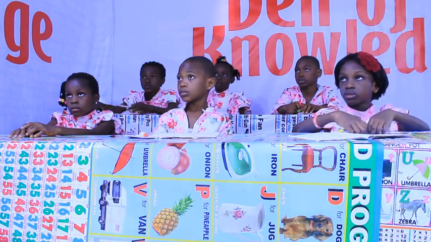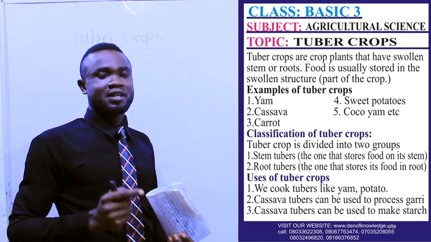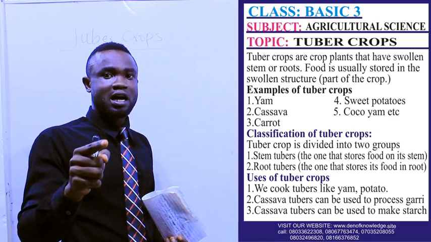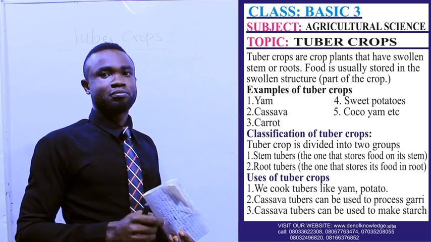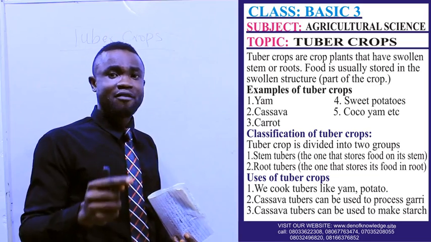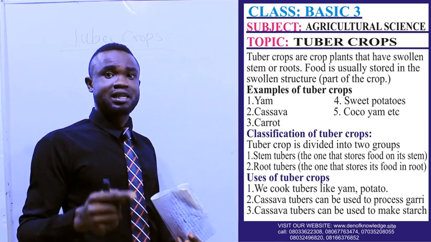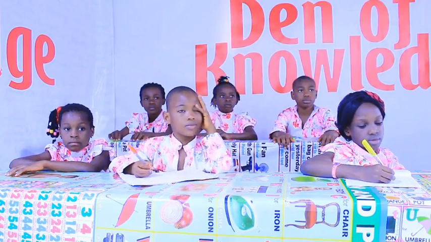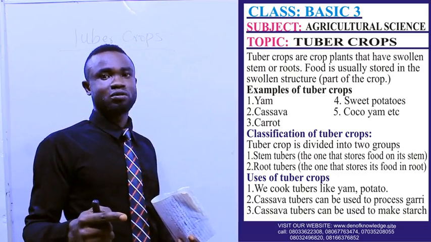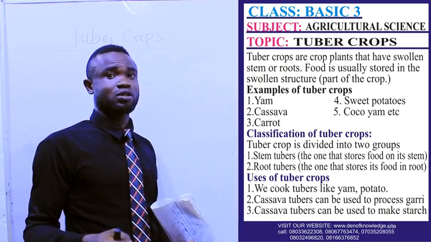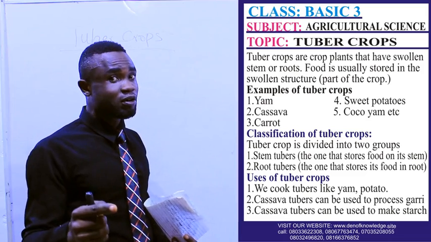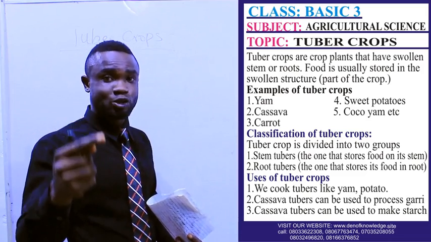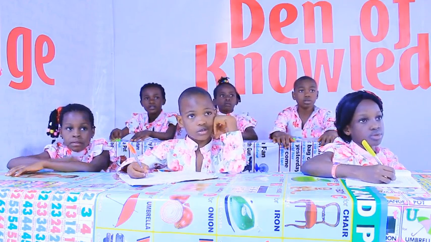We have yam as an example of tuber crop. We have cassava as an example of tuber crop. We have potato, sweet potato. Do you eat potato? Sweet potato. It's a tuber crop.